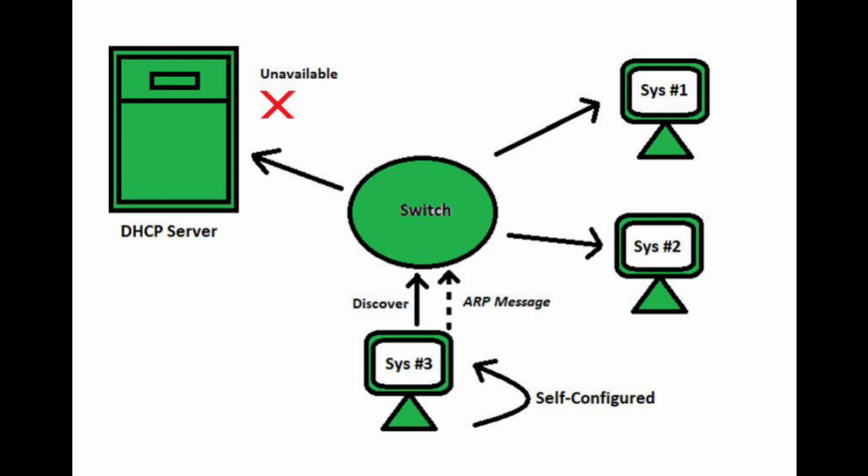Source IP address will be the IP address of the server. This will again be a broadcast message as the destination IP address is 255.255.255.255, but it is unicast in the case of the data link layer. Source IP address, destination IP address, source MAC address, and destination MAC address as follows.